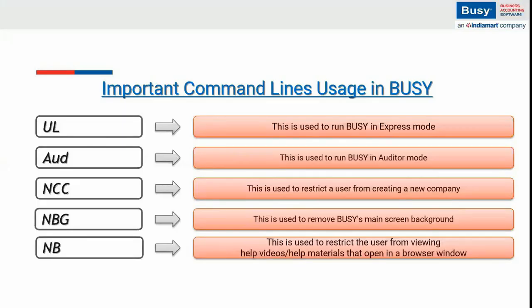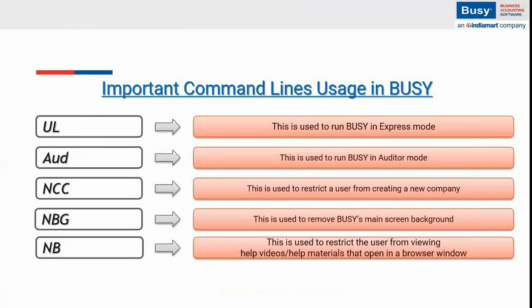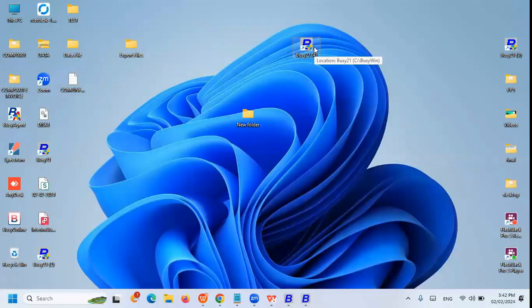After that, I'm going to show you the NB command. What is NB? This is used to restrict the user from viewing help videos and help materials that open in a browser window. Sometimes what happens while accessing the busy software, if you need any assistance or help, then you directly press the F1 help menu.